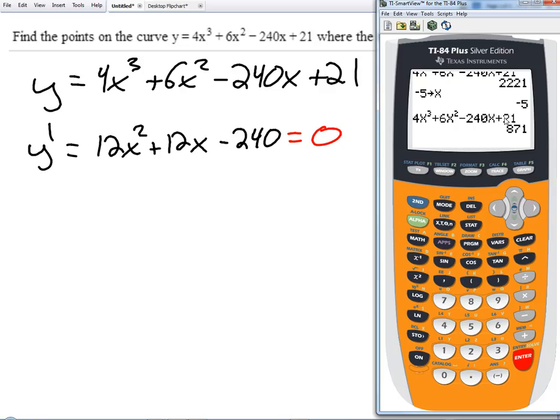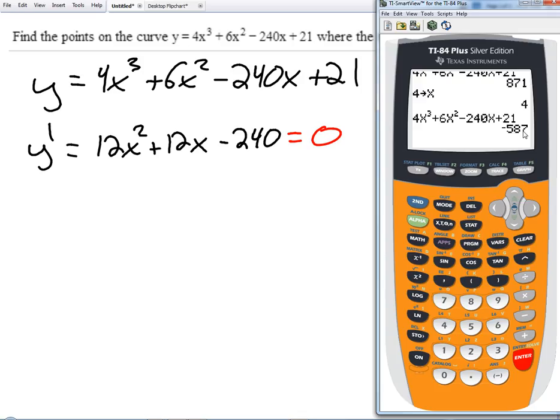Now the nice thing is they'll both be on the screen. I can put in positive 4. I can just say 4 store as x and just go up and grab it again and hit enter to evaluate it, and I get negative 587. So they're both right on the screen there. Okay. Make sense?